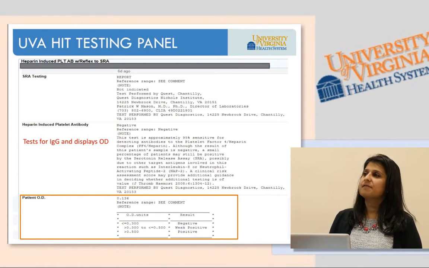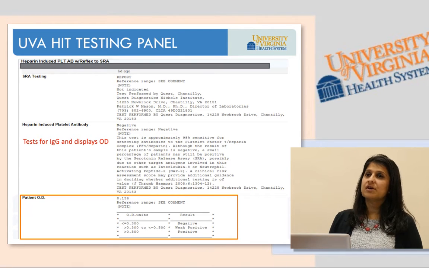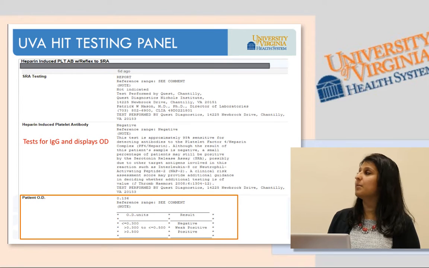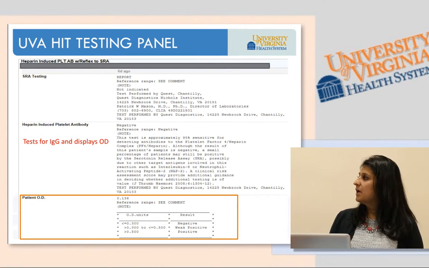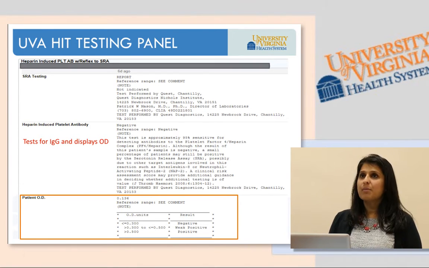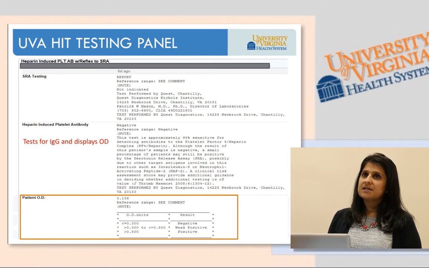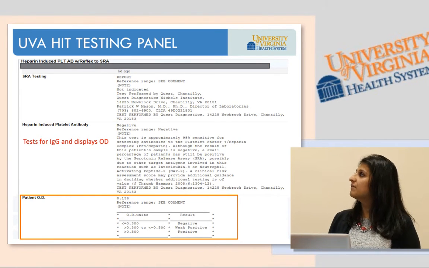This is a snapshot of a HIT test result that came back on our patient. What I want to show you is that since last year, we changed our HIT testing so that we now display optical density for all the platelet antibody testing that we do. On the bottom, where you see the optical density, anybody who has an optical density greater than 0.3, we automatically send an SRA. We made this improvement in our HIT testing to improve the turnaround time and also to increase the specificity of the testing.